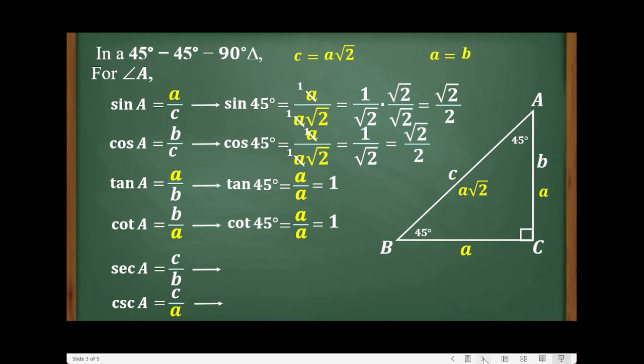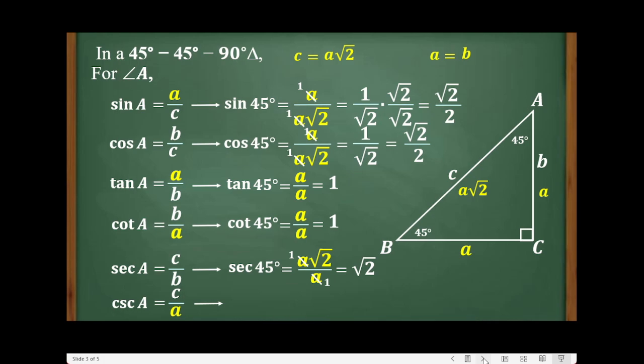Next, for the secant of A, that is secant of 45 degrees, which is the reciprocal of cosine. So that is C over B. We know that C is A square root of 2 and B is also the same as A. So if we cancel A from the numerator and denominator, the remaining value is square root of 2. Therefore, secant 45 degrees is equal to square root of 2.